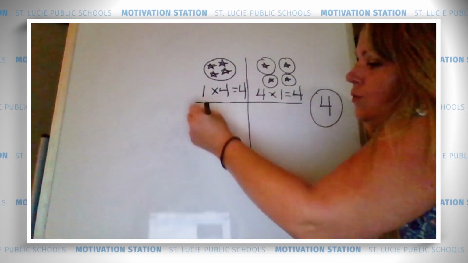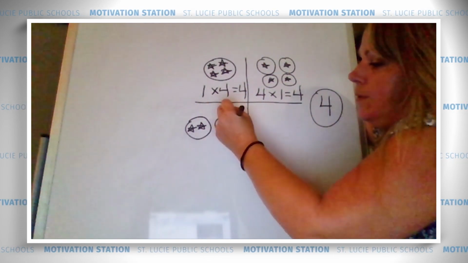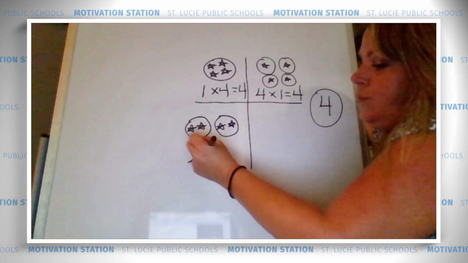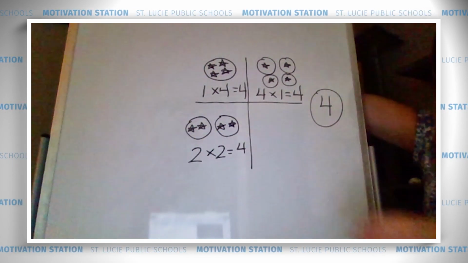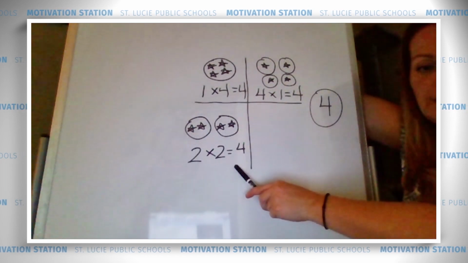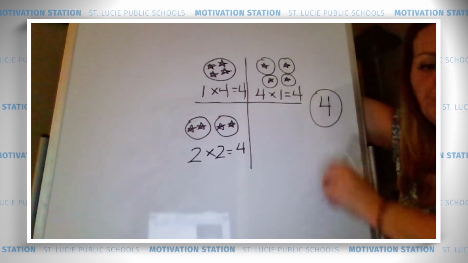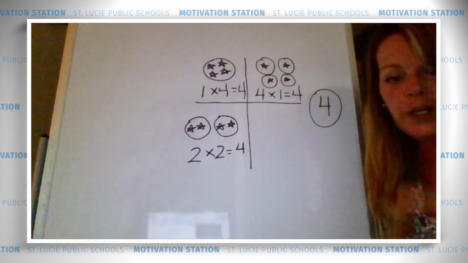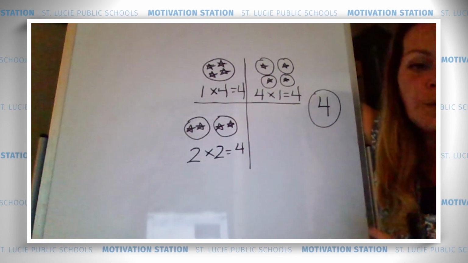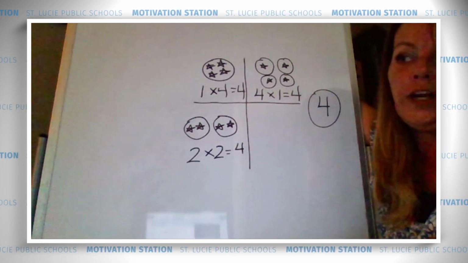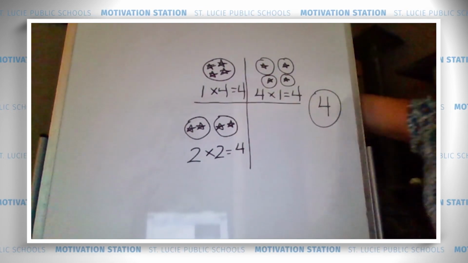Then I could do 2 groups with 2 stars in each group. And that would be 2 groups of 2 stars, or 2 times 2 equals 4. So there's 3 different multiplication equations I can write to get a total of 4. And then remember, we were recording those in the front cover of our book. And that's where I left you yesterday. Hopefully you added some more multiplication equations to your front cover. And we're just going to keep adding as we move through the next 14 days.